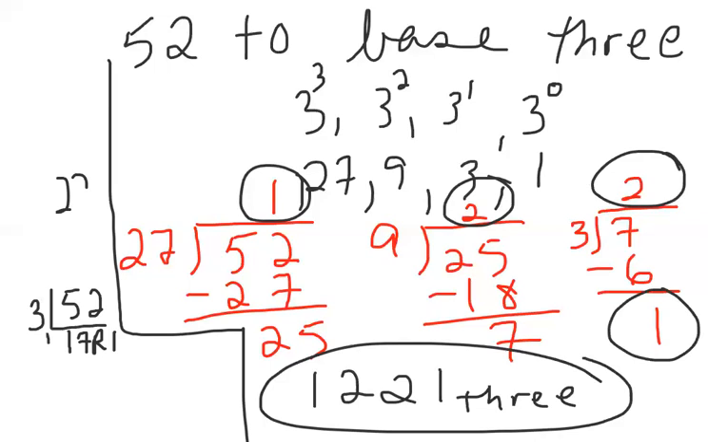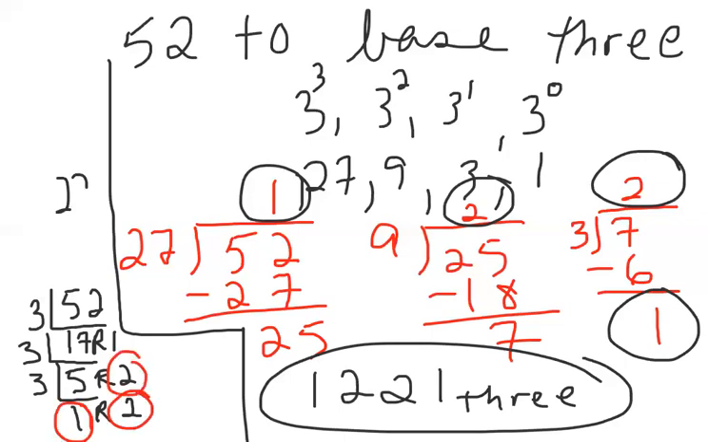So let's do it again. 3 goes into 17. How many times? Well, that's 5 times with a remainder of 2. And then 3 goes into 5. How many times? Once with a remainder of 2. So what's the answer? 1, 2, 2, 1.